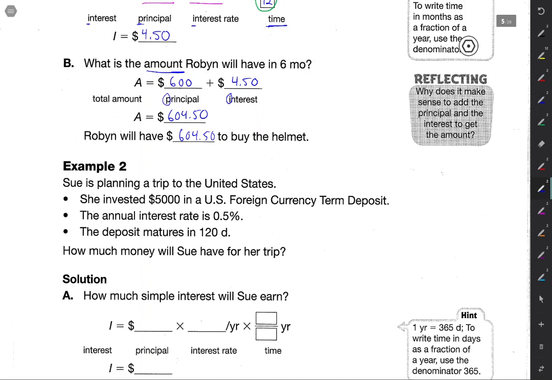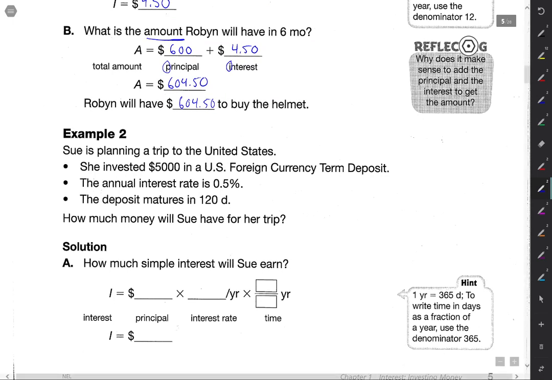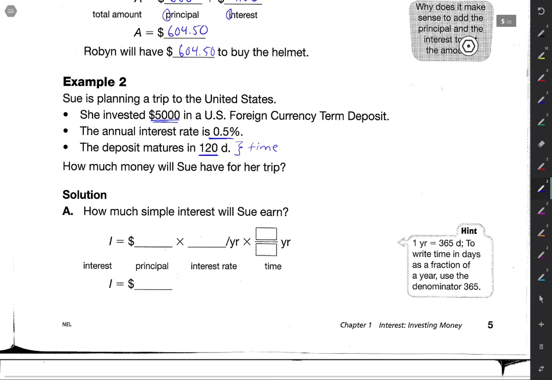In example 2, Sue is planning a trip to the United States. She invested $5,000 in a U.S. foreign currency term deposit. So here would be the principal amount. The annual interest rate is 0.5%. The deposit matures in 120 days. So what that means is she is going to invest it for 120 days. How much money will Sue have for her trip?